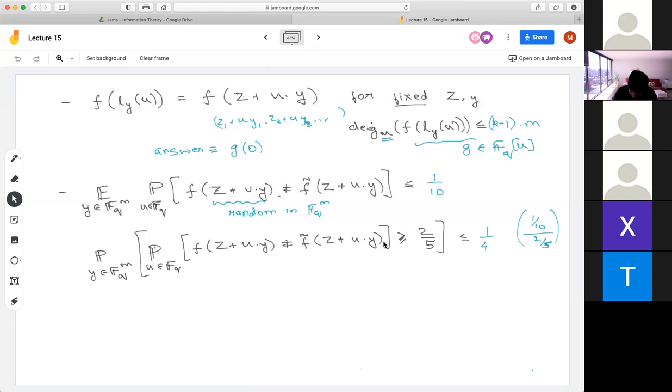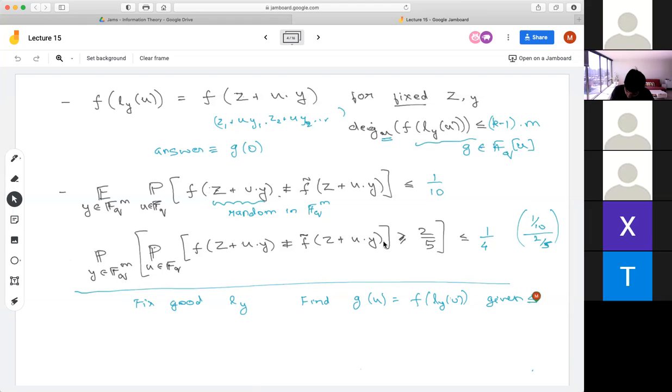Okay. So now once we fix a good line, our goal is to find this polynomial g, let's say, and then evaluate it at 0, where g of u is this polynomial corresponding to f of L y evaluated at u, given at most 40% corruption.